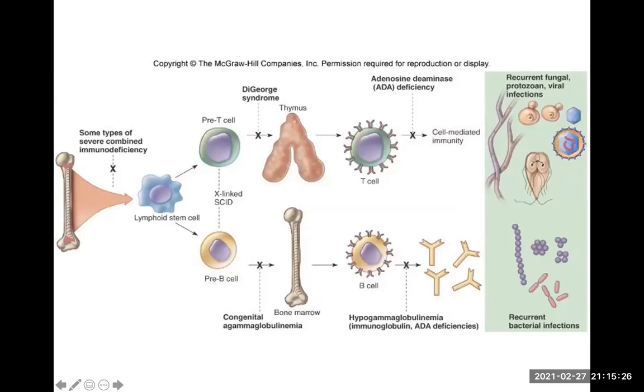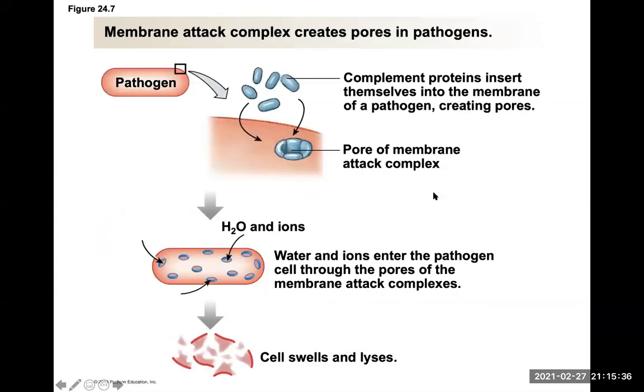This is just differentiation down here, which we've kind of already talked about. But again, there's lots of different types of pathogens that can enter your body. Membrane attack complexes we will talk about at the end of this system, I believe. But basically what they do is they create pores in pathogens.